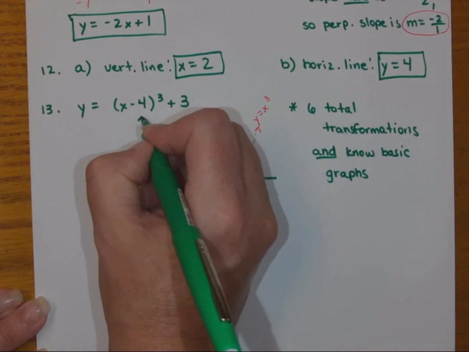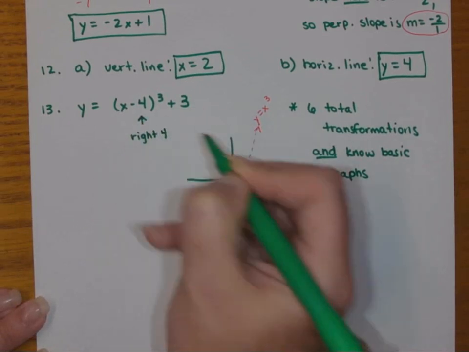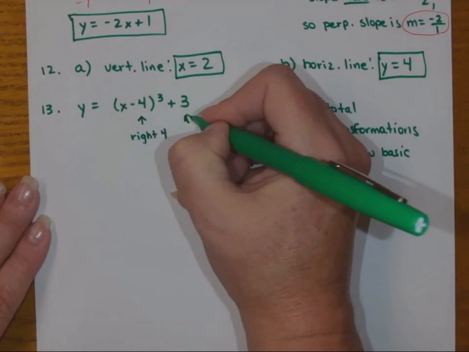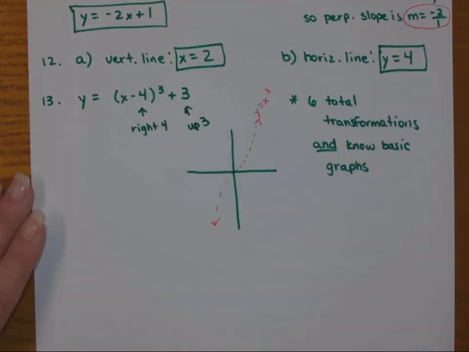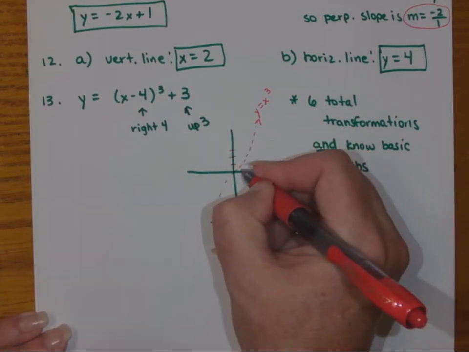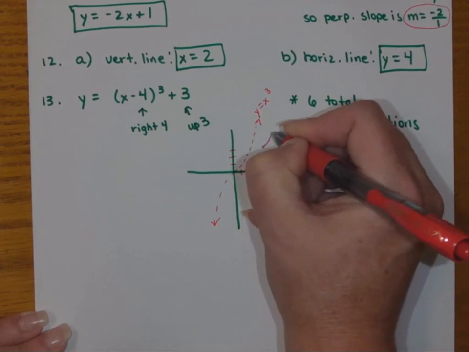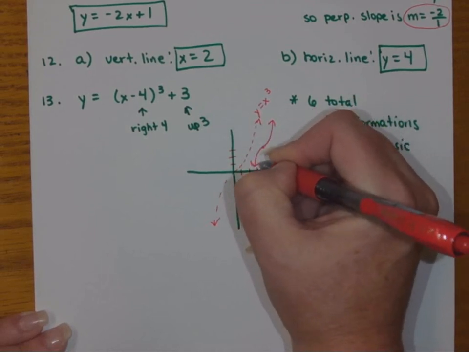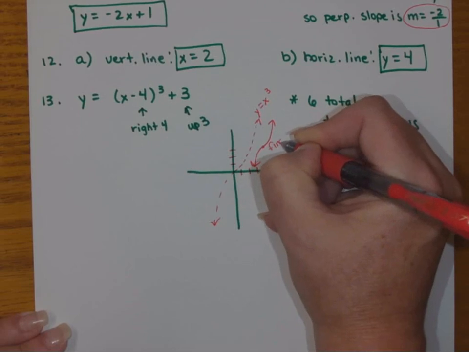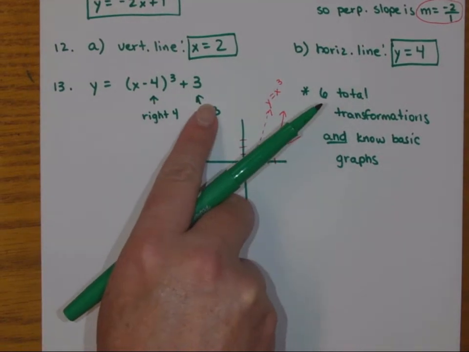Okay, so notice this is a shift to the right 4. Remember, horizontal shifts work in the opposite direction of what you might have thought. And then this is going to be up 3. So we are going to go up 3 and to the right 4. And then we're still going to have our curve. Okay, so I'm going to call this the final graph after the changes were made. But just know that, remember, this is only 2 of the 6 changes.